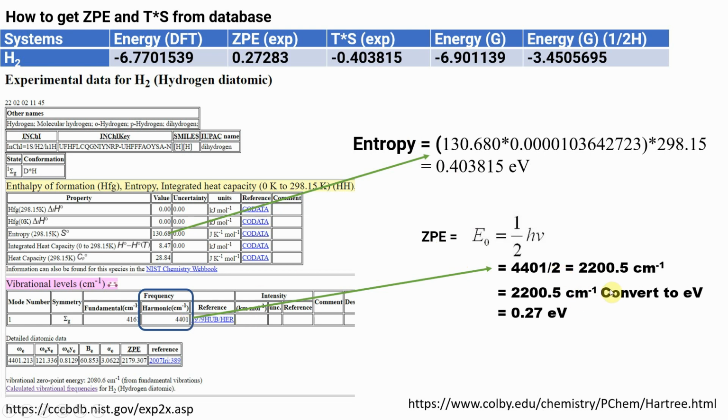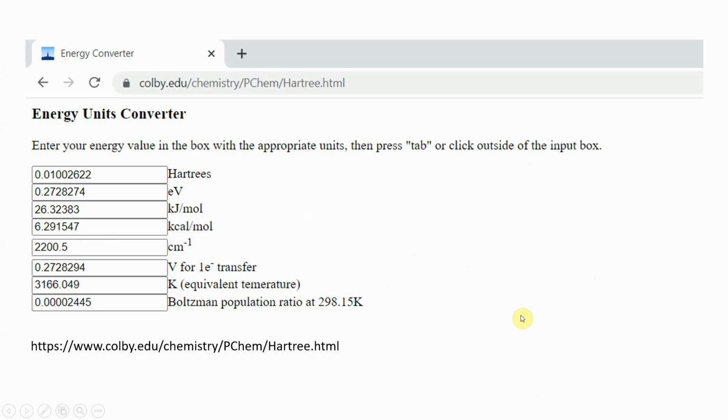Then you can calculate the zero point energy. This is the formula for zero point energy calculation. This 4401 is the vibration frequency of the H2 molecule. Divided by 2, you will get this one. Then you can convert into eV. So finally you will get 0.27.